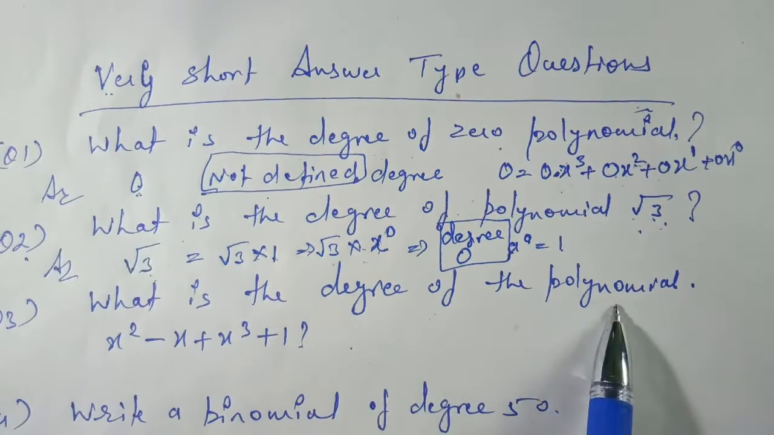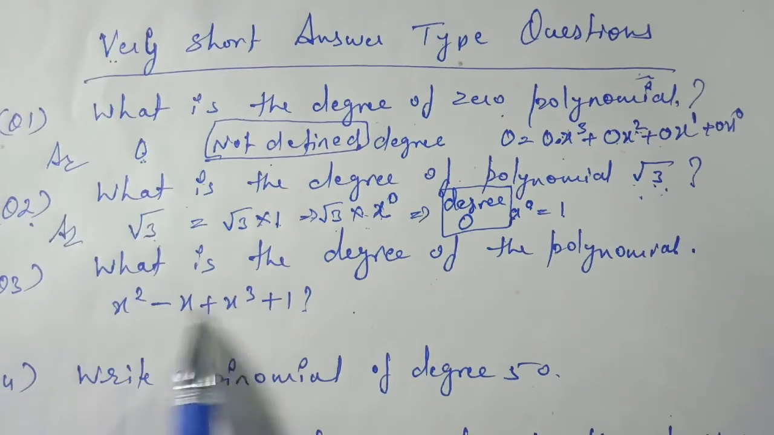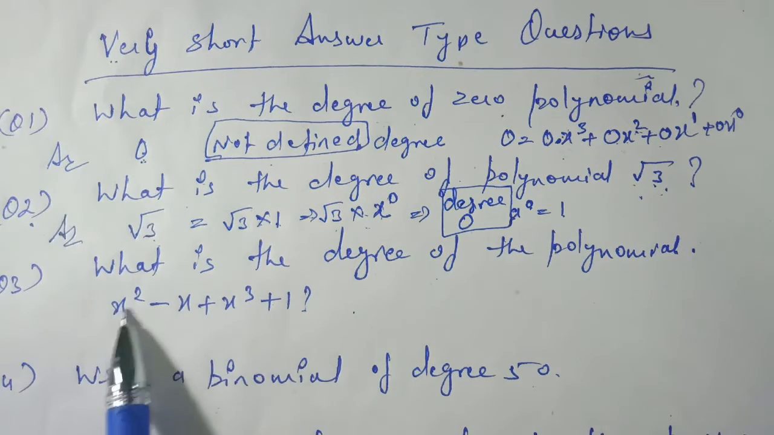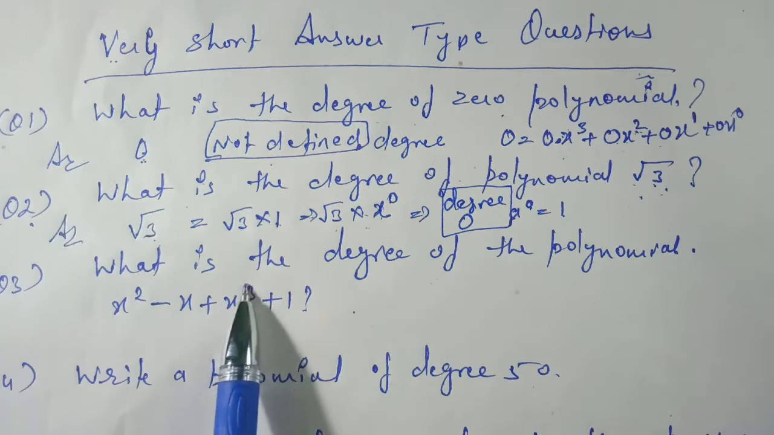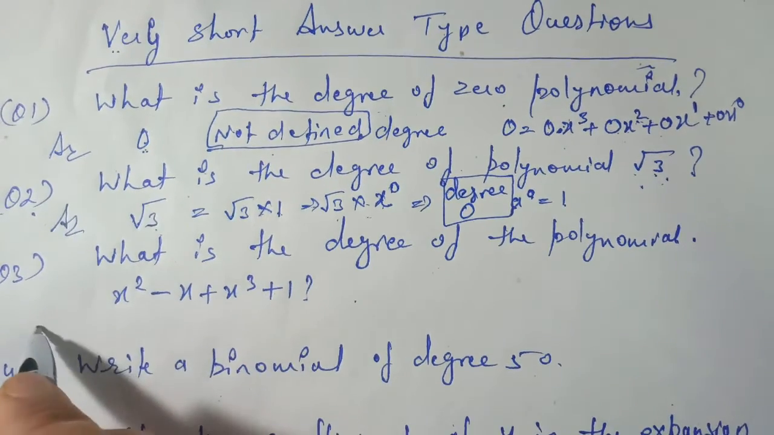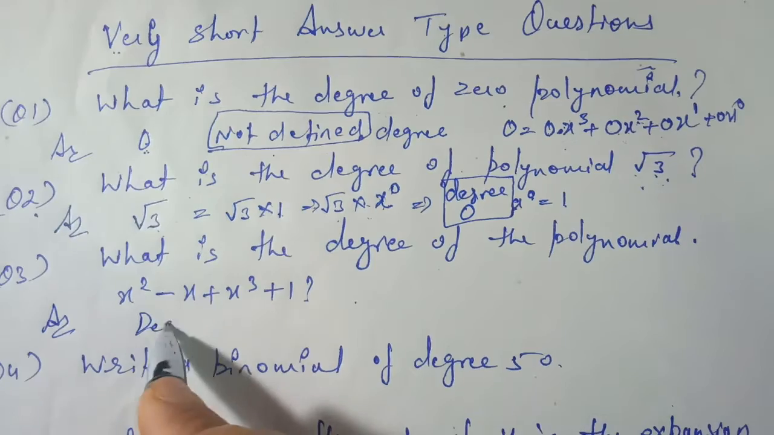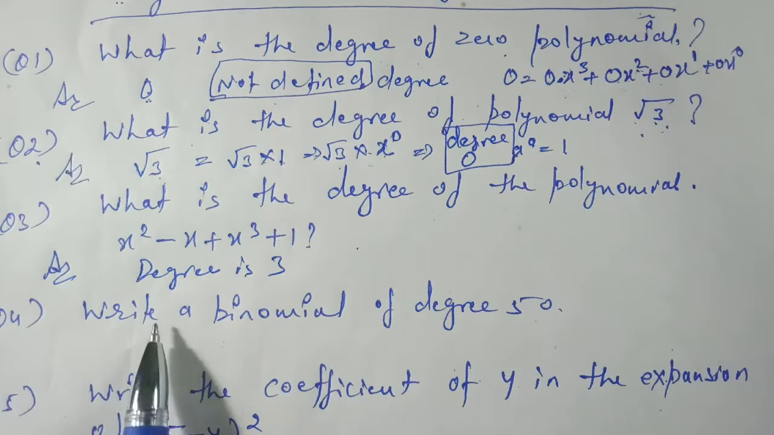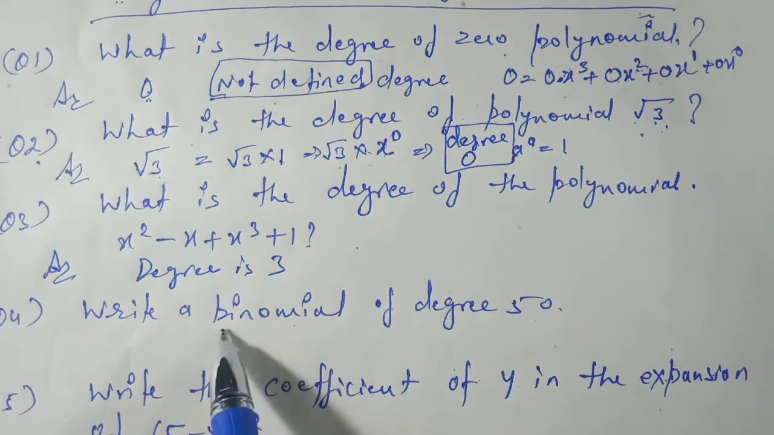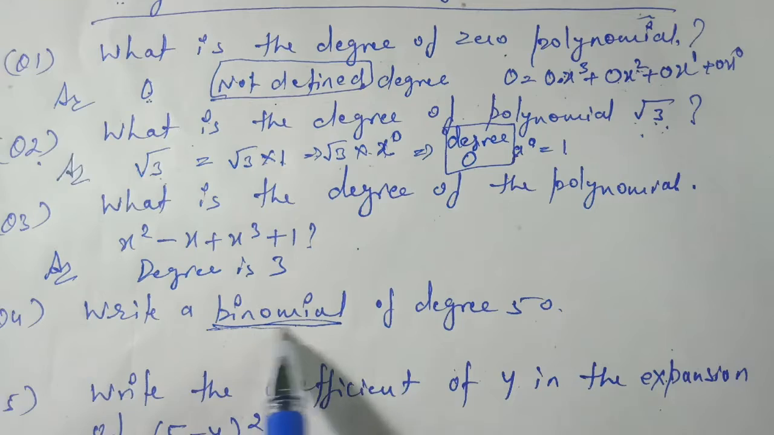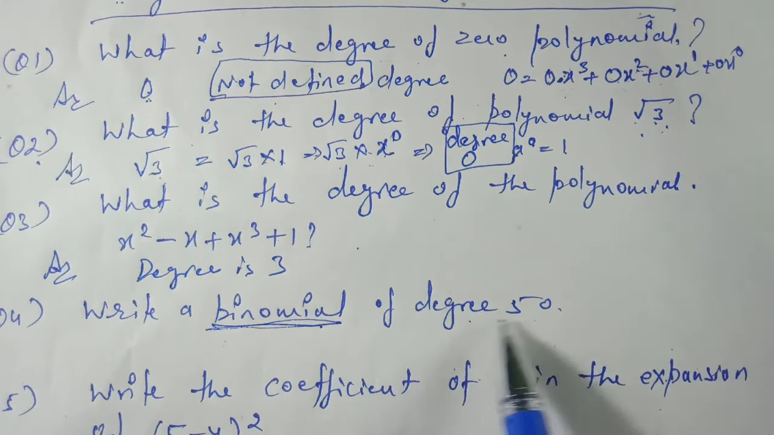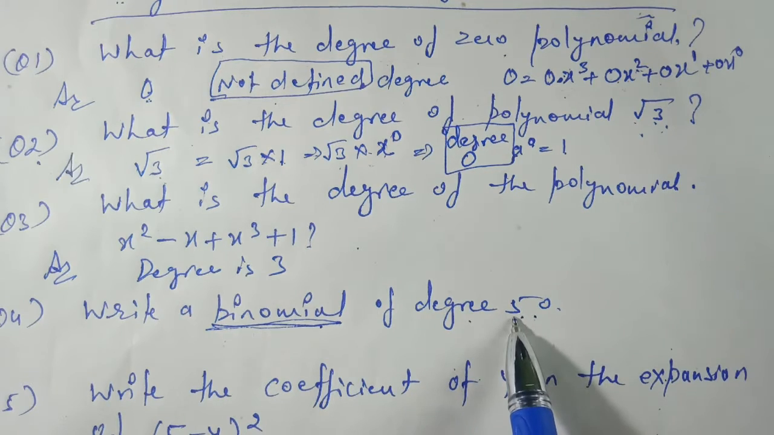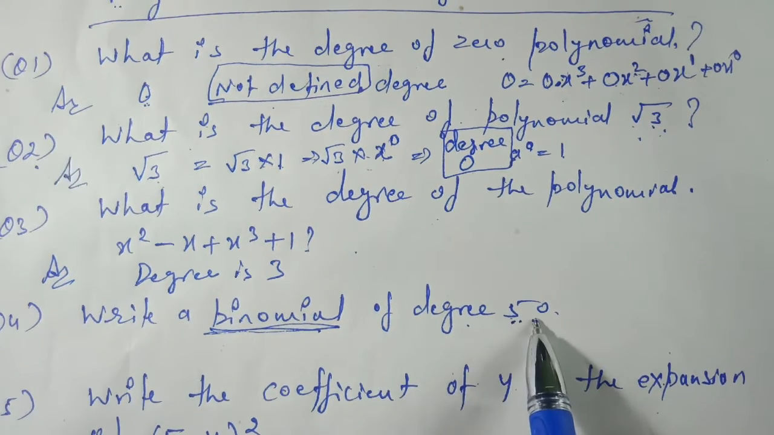Third, what is the degree of the polynomial? Now this is the polynomial given. Degree means we have to find out the highest power. By observing we can see the highest power is 3. So in this polynomial the degree is 3. Fourth question: write a binomial. A binomial means a polynomial which has two terms, of degree 50. It means we have to take the highest power of the variable as 50.